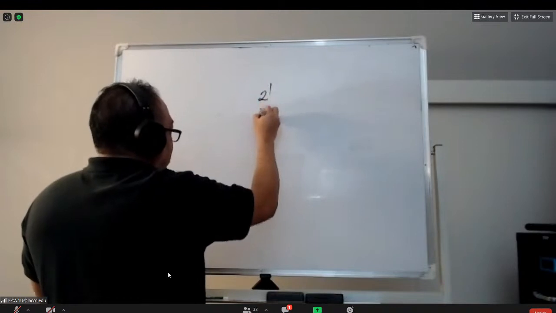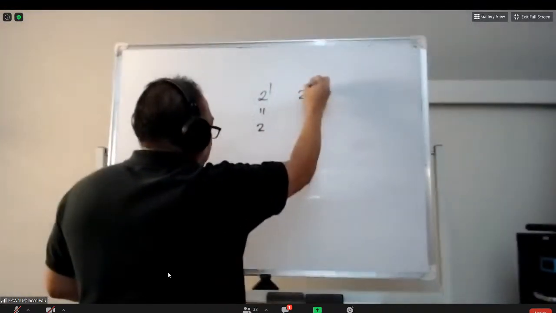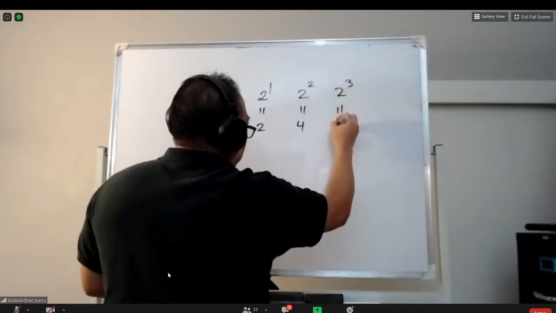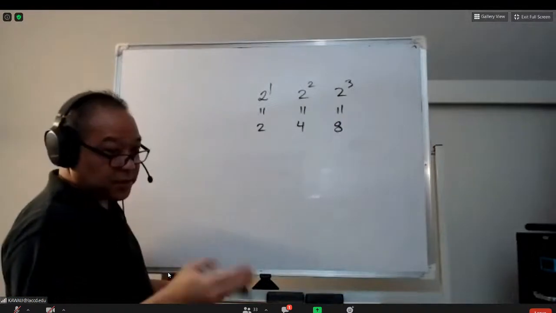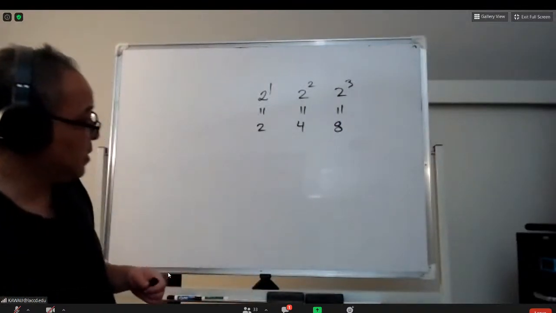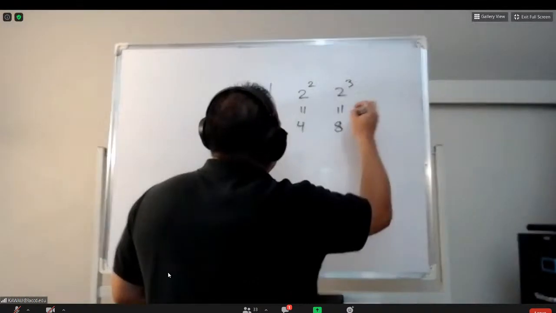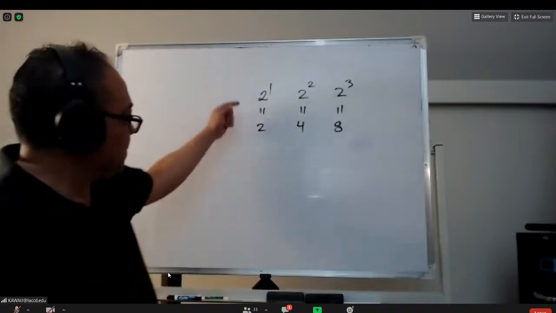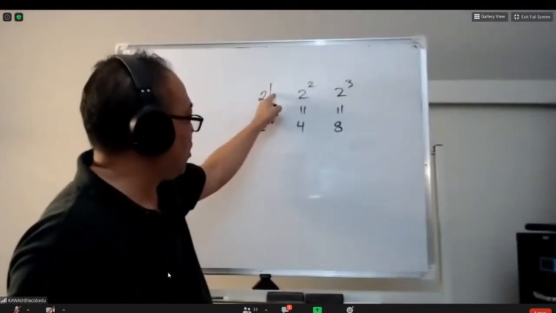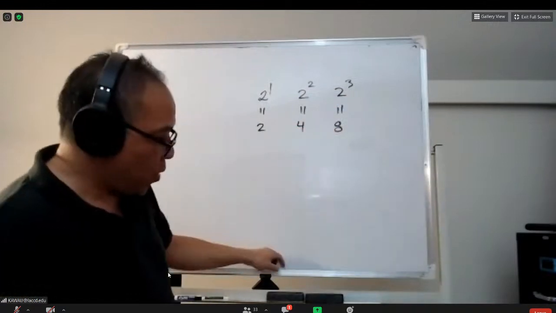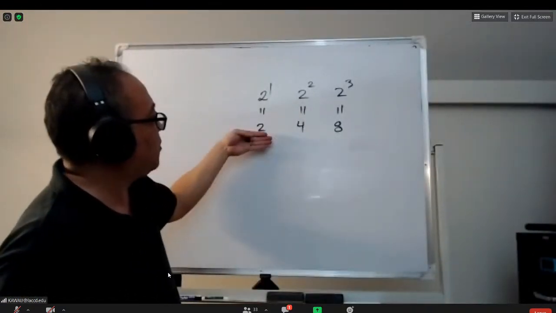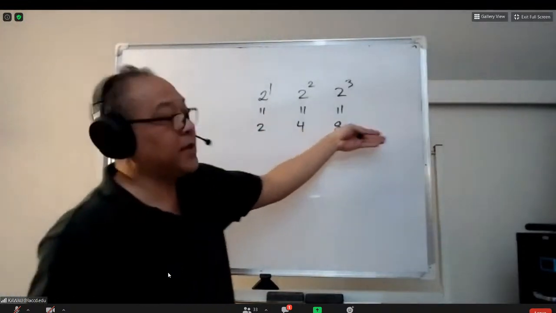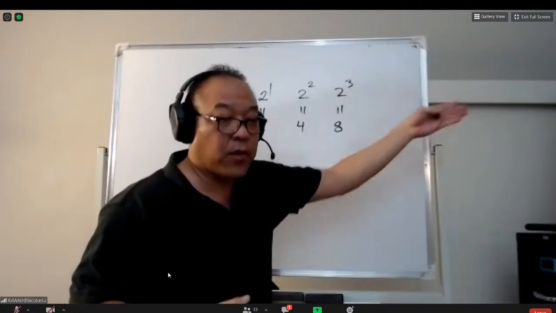2 to the 1 is equal to 2. 2 to the 2 is equal to 4. 2 to the 3 is equal to 8, right? 2 times 2 times 2 is 8. Okay. Now, a normal person works like this. Okay, when I go in this direction, I'm going 1, 2, 3. When I'm going from the bottom, I'm multiplying by 2. 2 times 2 is 4. 2 times 4 is 8. Then I would get 16, 32, 64, 128.